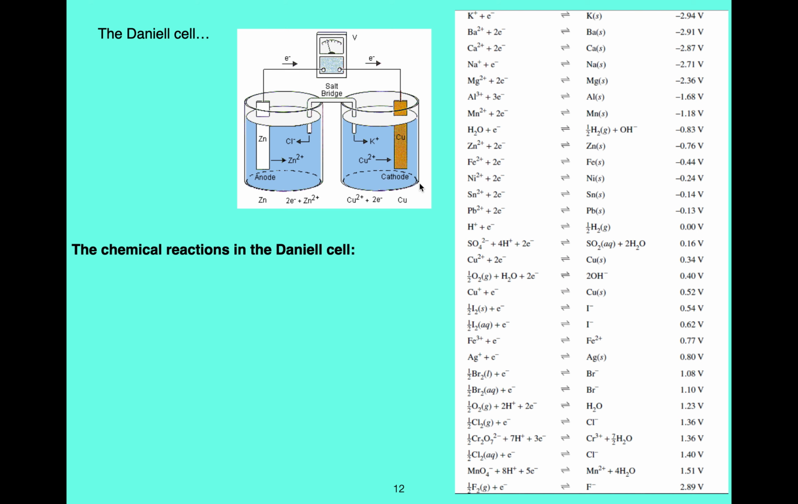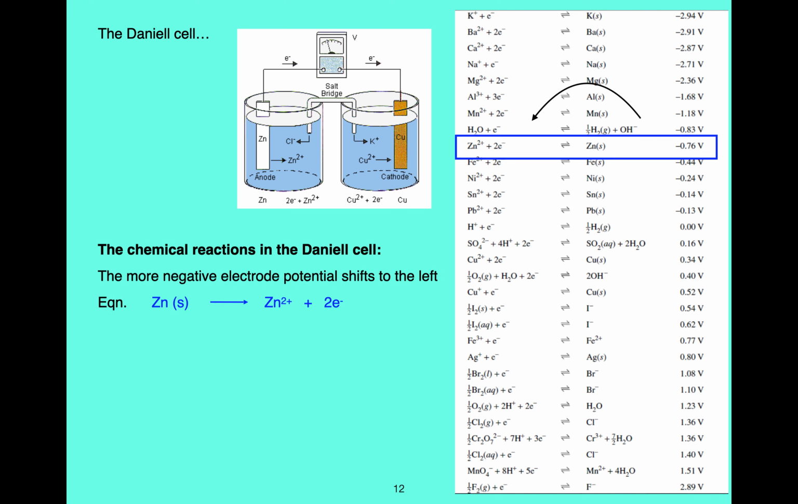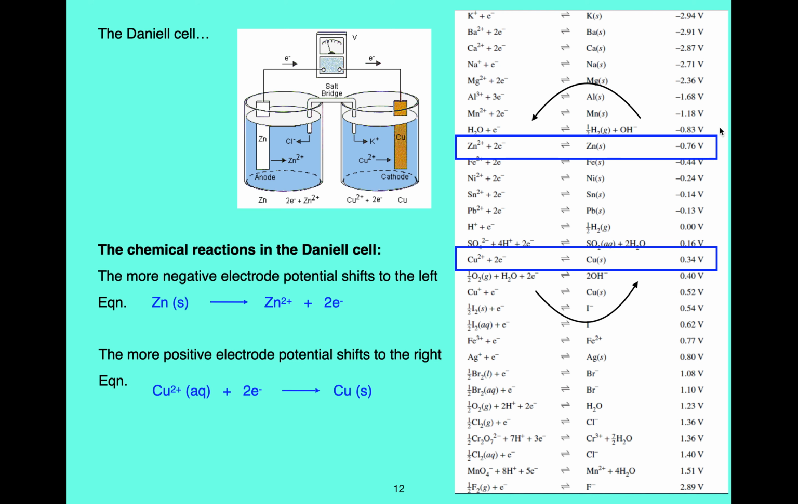The Daniell cell. You can see the chemical reactions. There's zinc. The zinc is up here using the anti-clockwise rule. The top equation is going to go to the left, and the more positive electrode potential further down goes to the right. Okay, so zinc becomes zinc ions and copper ions become copper. And they produce an EMF, an electromotive force, a voltage.